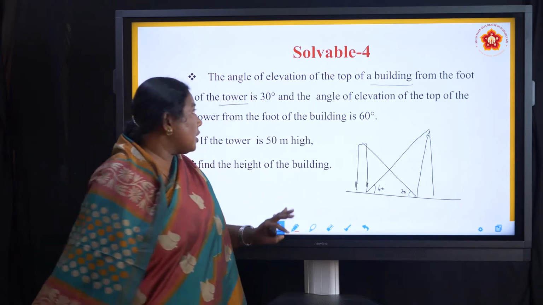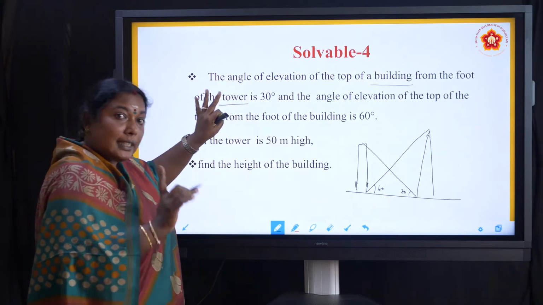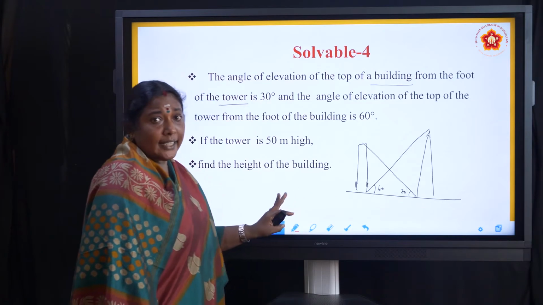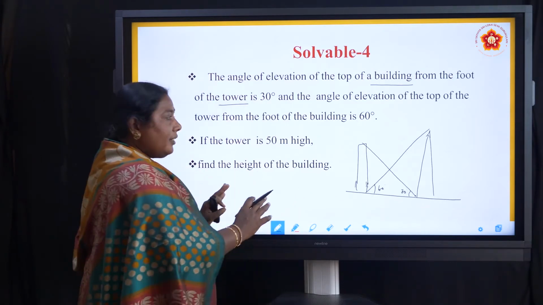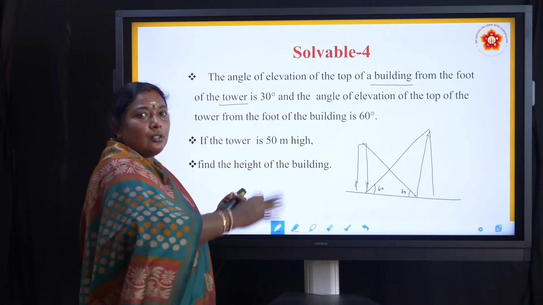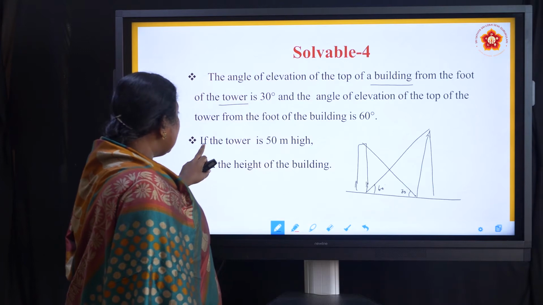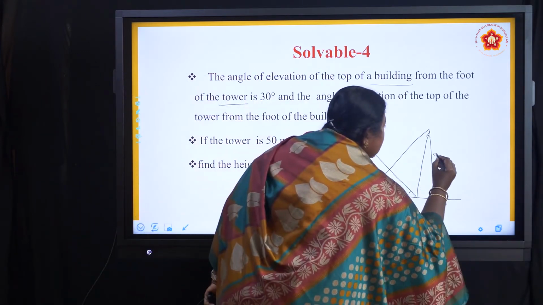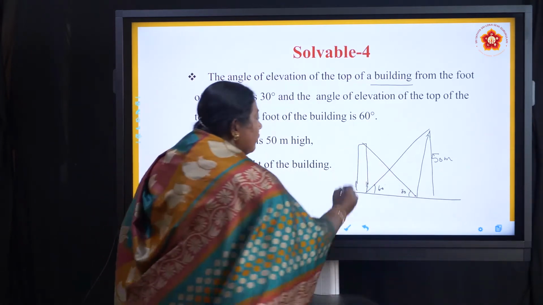Now the question is gone. So here each and every word is very important. Read it clearly. We have drawn a diagram. Next thing, we have to give names for that. Whatever name you want, you can give, even your own name, for everything. Then last, what we have to find: if the tower is 50 meter high, find the height of the building.